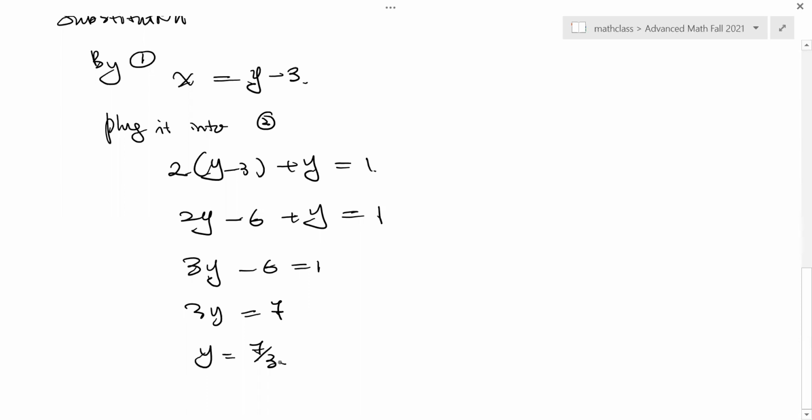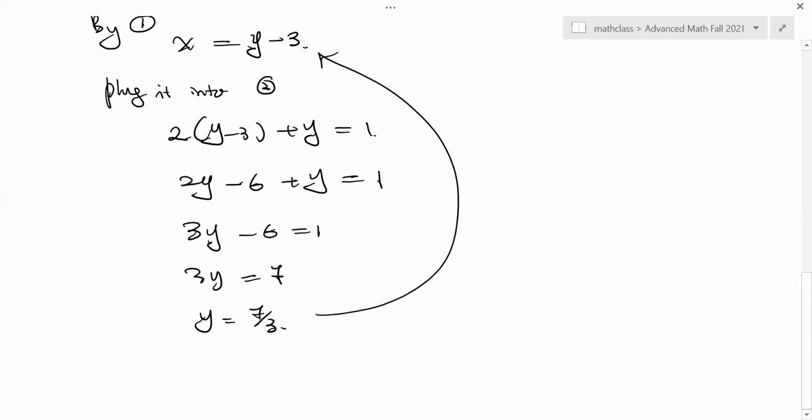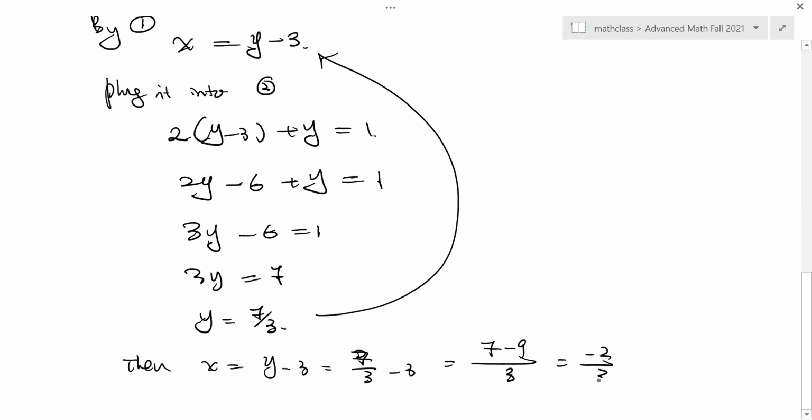So you get y first. Then you can put it back into either equation, any of the equations is fine. Then x equals y minus 3, so 7 over 3 minus 3. Combine them, it's going to be 7 minus 9 over 3, so it's going to be negative 2 over 3.